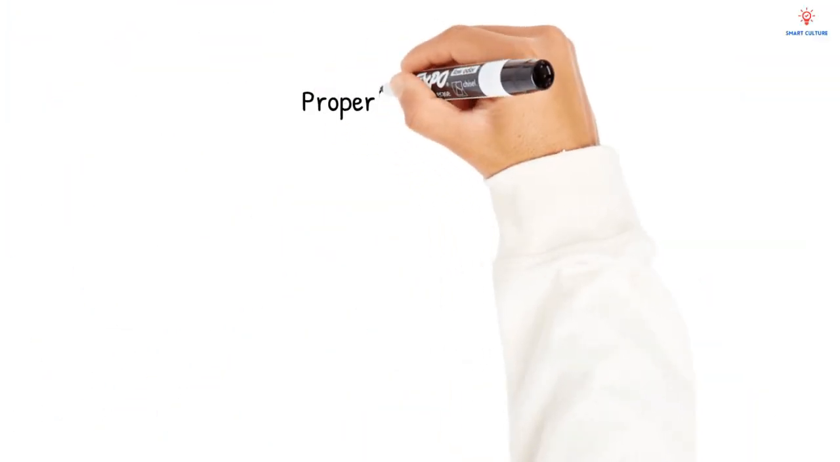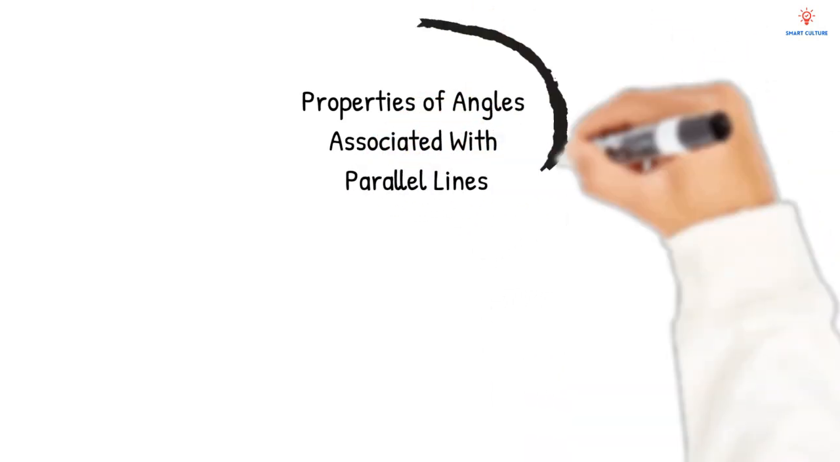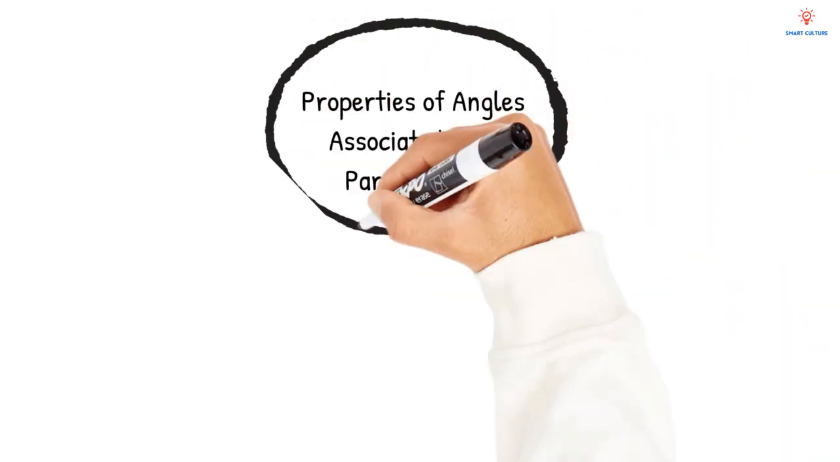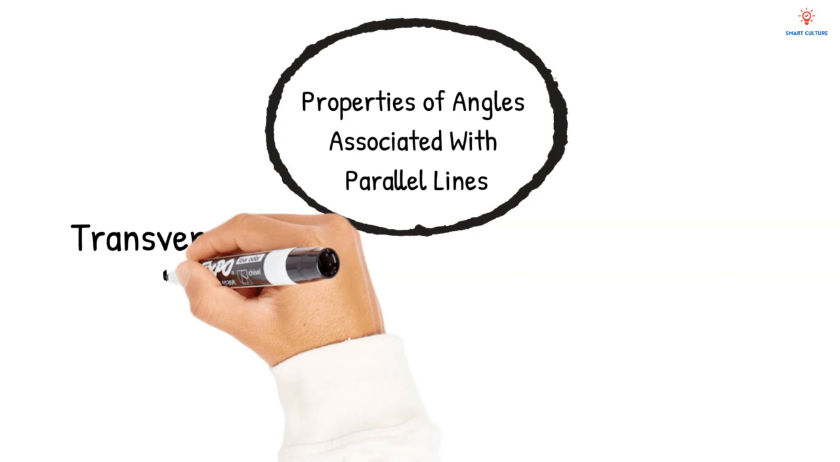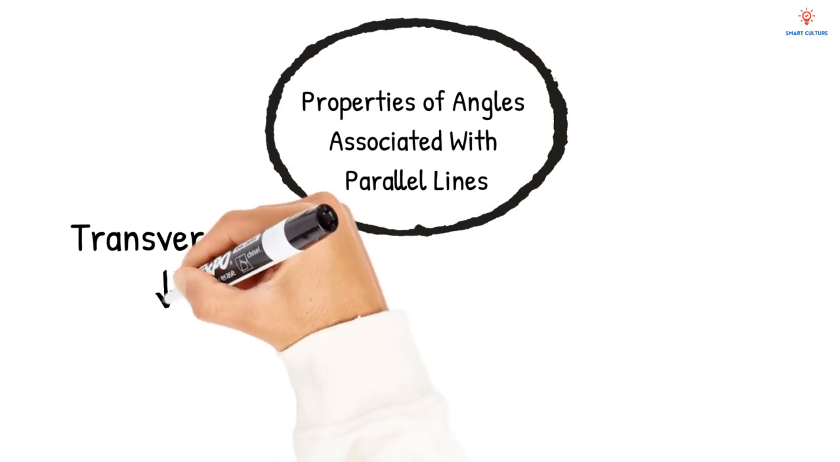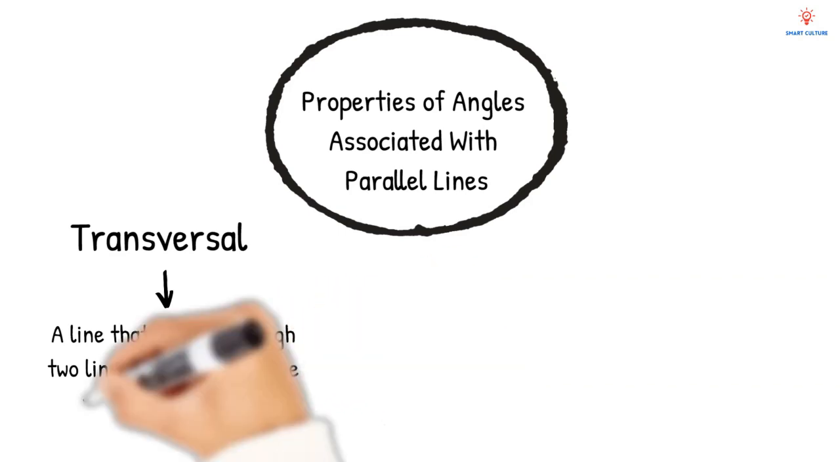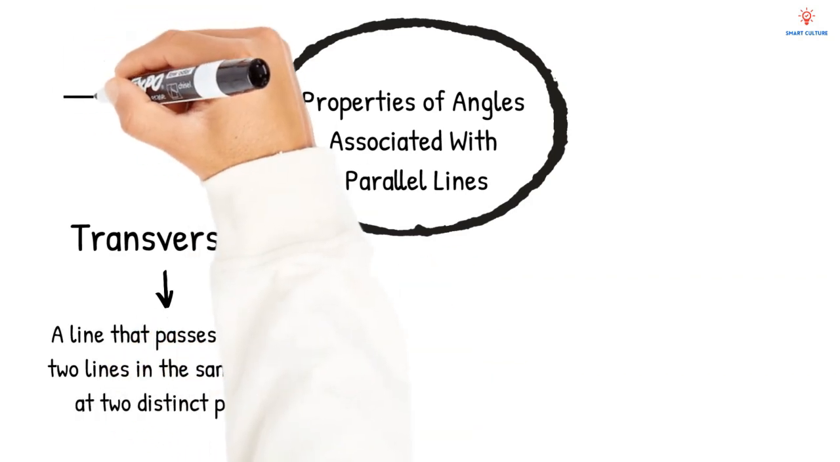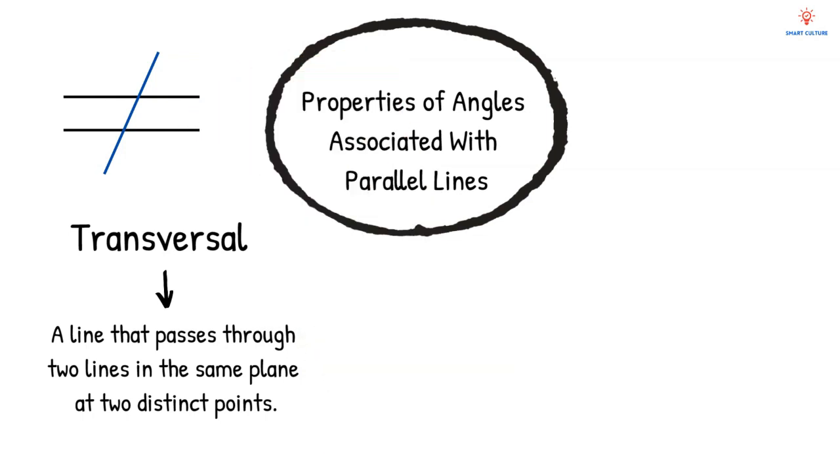What we'll do now is we'll take a look at the properties of angles associated with parallel lines. So before we start, let's take a look at two very important terms, one being a transversal. This is a line that passes through two lines in the same plane at two distinct points. Let's read this one more time. It is a line that passes through two lines in the same plane at two distinct points.